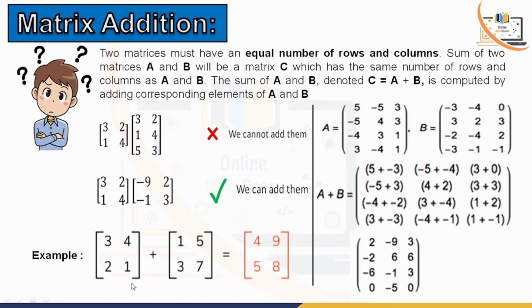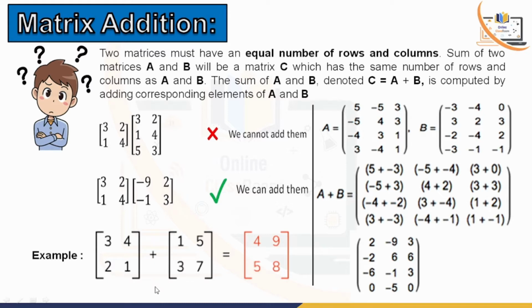Look, this is the first 2 by 2 matrix and this is another 2 by 2 matrix, so we can add them. Now we are focused on the elements. This is 3, so first element will be 3 plus 1, that is your 4. Next one 4 plus 5, that is 9. Next one 2 plus 3, that is 5, and 1 plus 7, that is your 8. So that is the final computation, or we can say that this is the final matrix. Now look, we perform the corresponding matrix addition in case of square matrix.